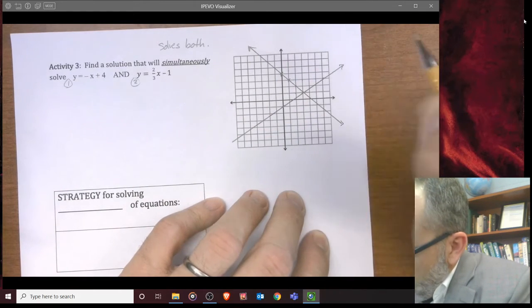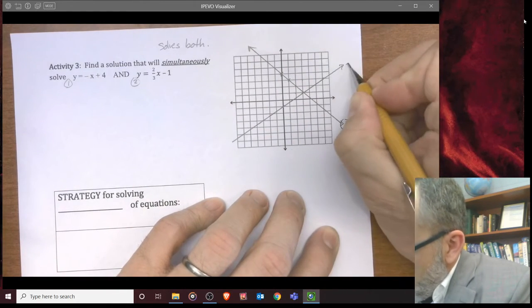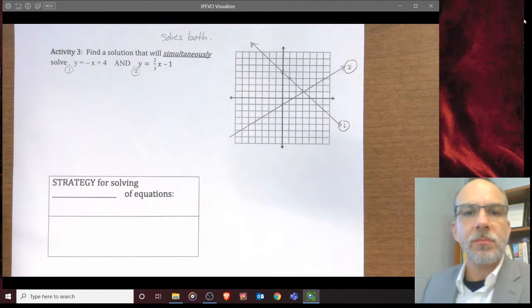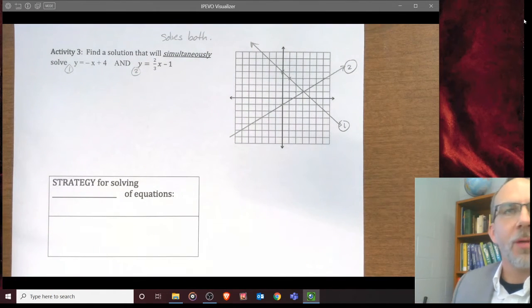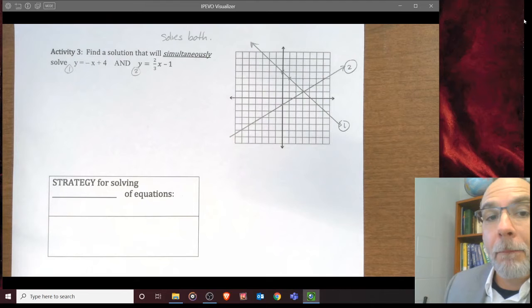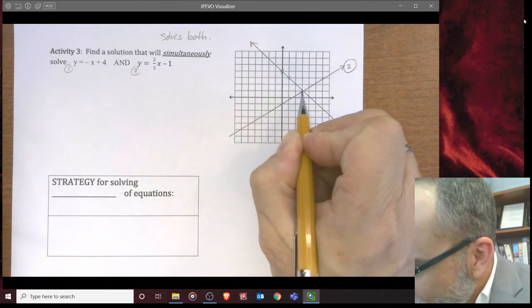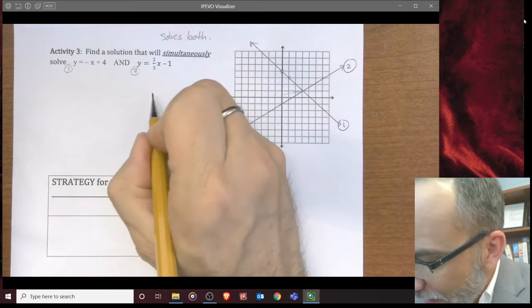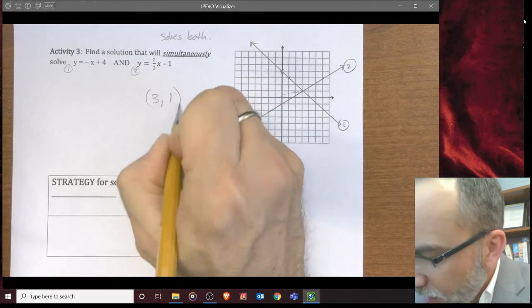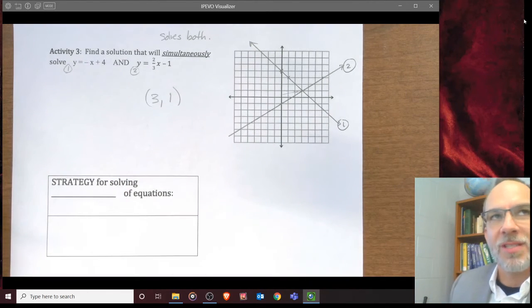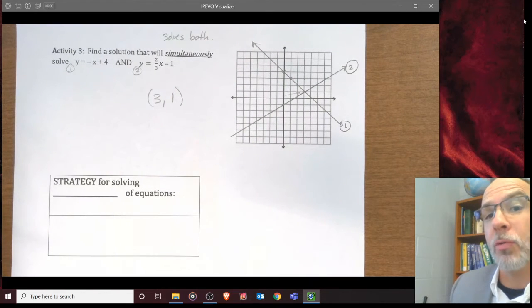Right there. This is equation number 1. This is equation number 2. Okay. What's the one point that solves them both at the same time? Is it not this glorious little intersection right here? What point was that? 3, 1. If you go back and look at the previous ones, that was the point that was actually on both graphs.